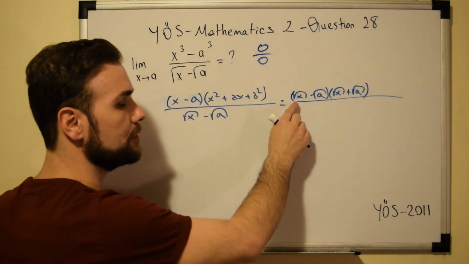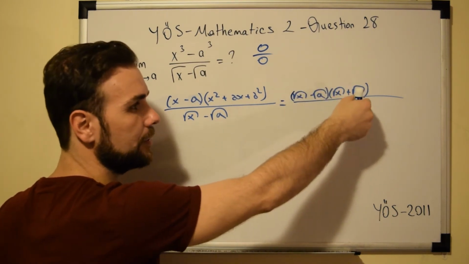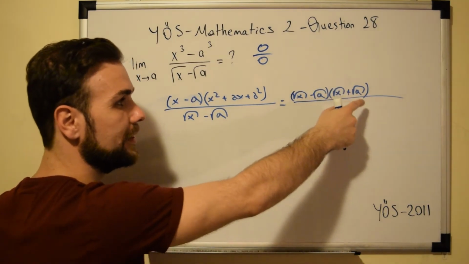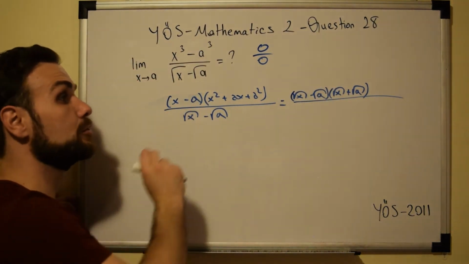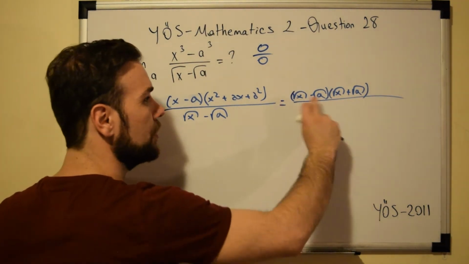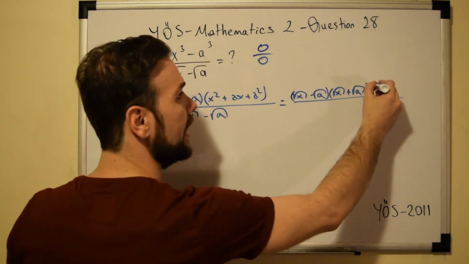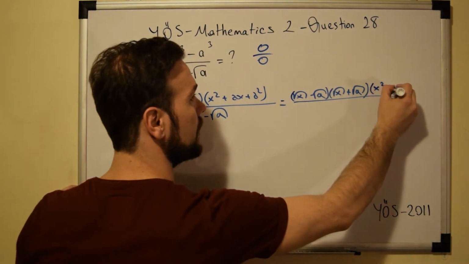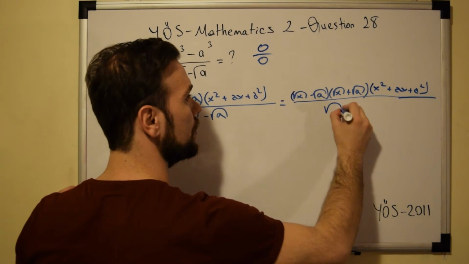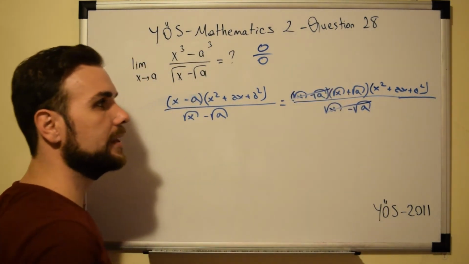By doing so, as you can see, the first number multiplies both numbers of the other parenthesis, and the second number multiplies both numbers of the other parenthesis, and this will give us x minus a. So the value of this expression is not changed. We did it so that we can simplify with the denominator. And what is the rest? We have x squared plus ax plus a squared, and that is all over square root of x minus square root of a. So this and this can be simplified.